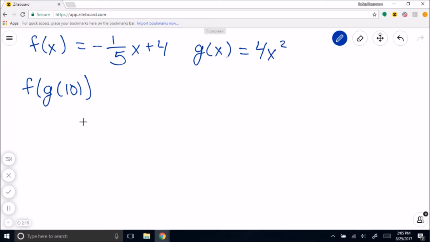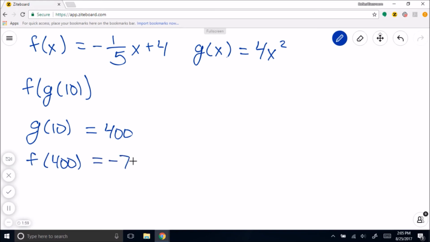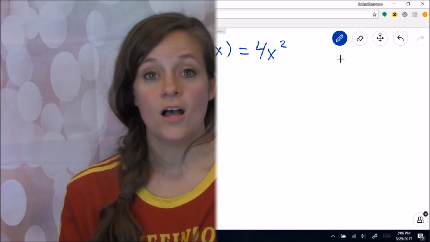All right, so when you did this, hopefully you started with g of 10, and you should get that g of 10 is 400. And then you take that and you're going to find f of 400. And f of 400 is -76. So that would have been your final answer. If you didn't get that, I would go back and try again and try working towards these two answers. And that is the last example I have for you.